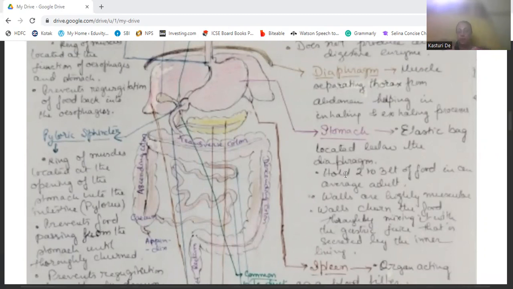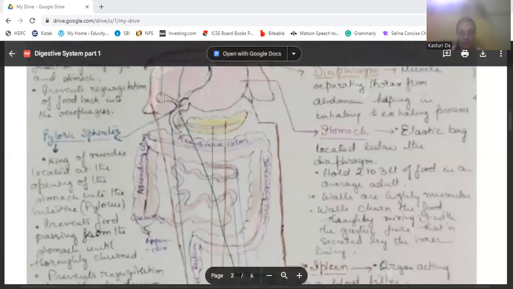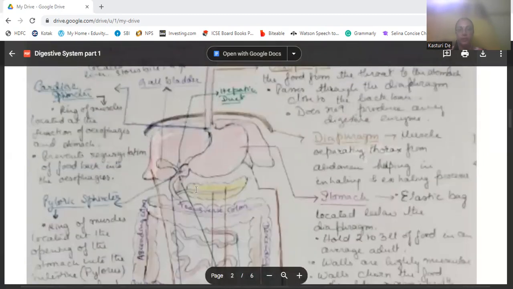So churning of the food is helped by the walls of the stomach, which are highly muscular. It can hold up to 3 liters of food in an average adult. Now, when the stomach ends, this is a J-shaped, kidney-shaped structure, you can see.